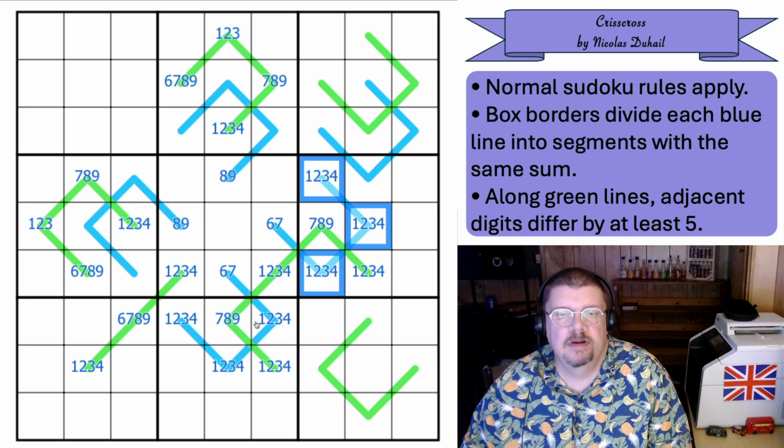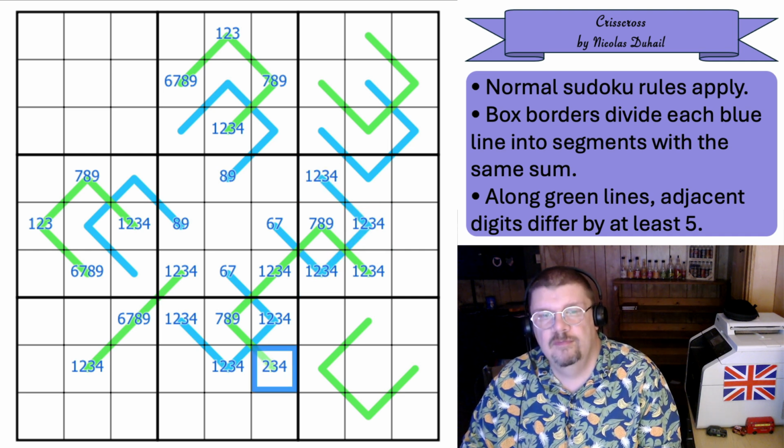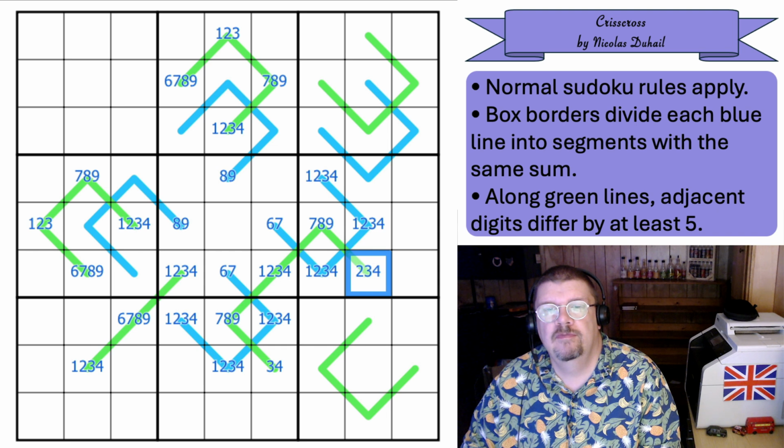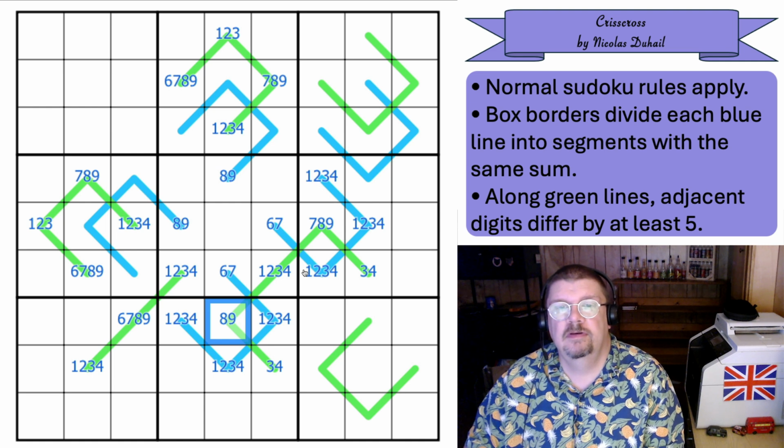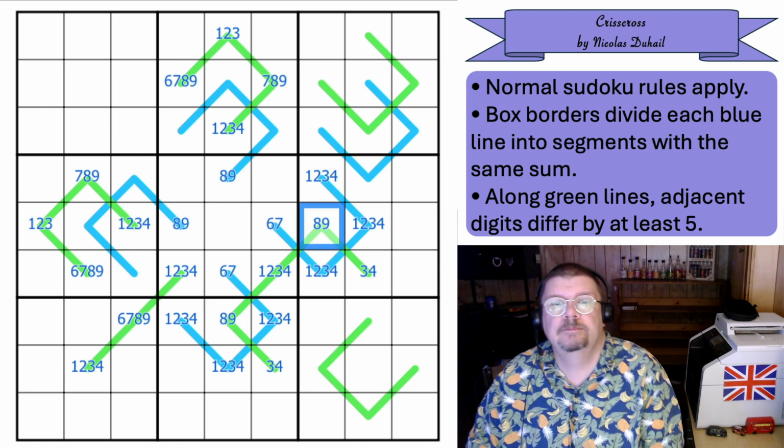But the 1, 2, 3, there's definitely a 1 and a 2 on the blue lines there. So I can remove 1 and 2 from there, and I can remove 1 and 2 from there. 7 can't go next to 3, that's too close, so that's not a 7, and that's not a 7.